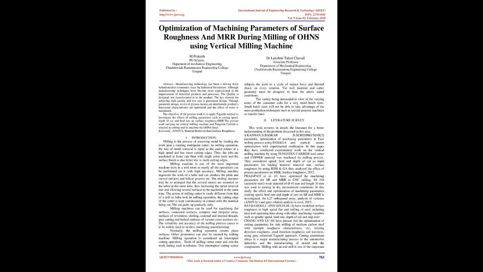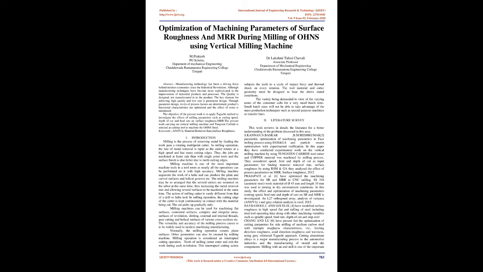The action of a milling cutter is vastly different from that of a drill or lathe tool. In milling operation, the cutting edge of the cutter is kept continuously in contact with the material being cut. The cut picks up gradually only. Milling machines can be used for machining flat surfaces, contoured surfaces, complex and irregular areas, surfaces of revolution, slotting, external and internal threads, gear cutting and helical surfaces of various cross-sections, etc. The versatility and accuracy of the milling process cause it to be widely used in modern machining manufacturing.